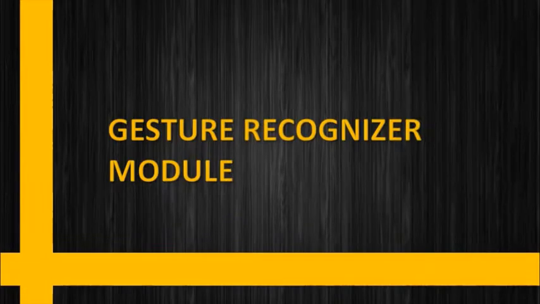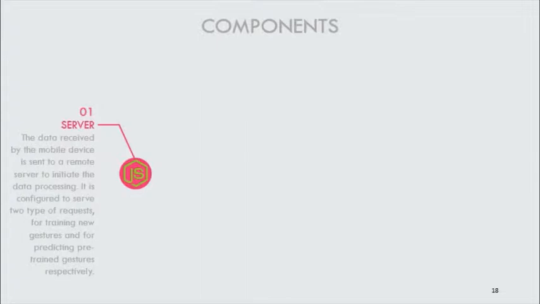Gesture Recognizer Module. The main components of the GRM are: the server. The data received by the mobile device is sent to a remote server to initiate the data processing. It is configured to serve two types of requests: for training new gestures and for predicting pre-trained gestures respectively. The server was coded in Node.js and the Express framework of JavaScript.